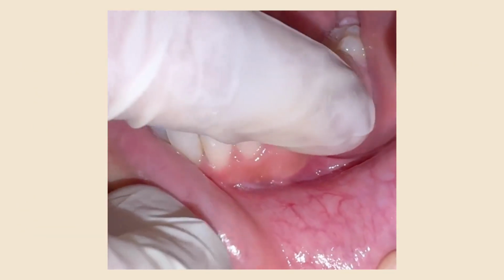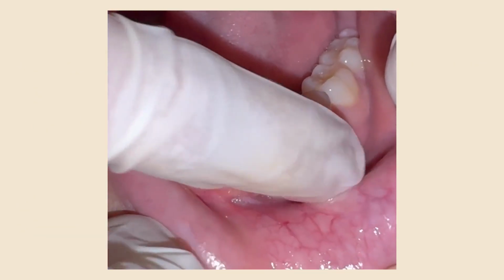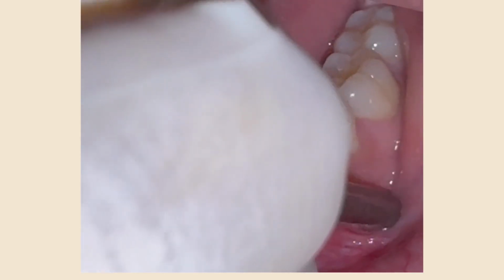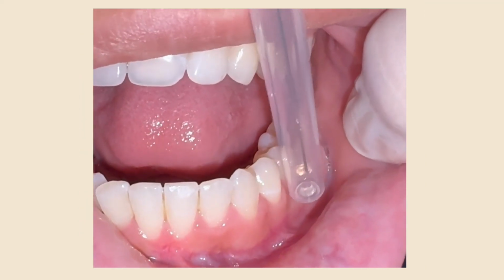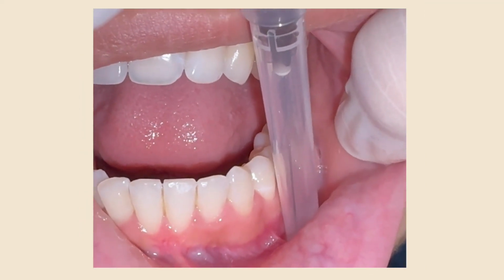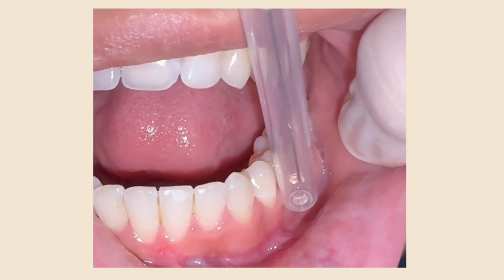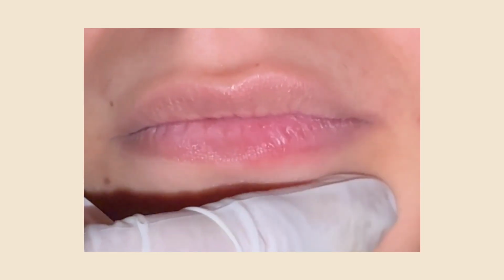Let us look at the live demonstration of incisive nerve block. The technique is the same as mental nerve block. Locate the foramen, then direct the syringe and inject anesthesia after aspirating. The key difference is that we have to apply pressure in incisive nerve block, either intraorally or extraorally.